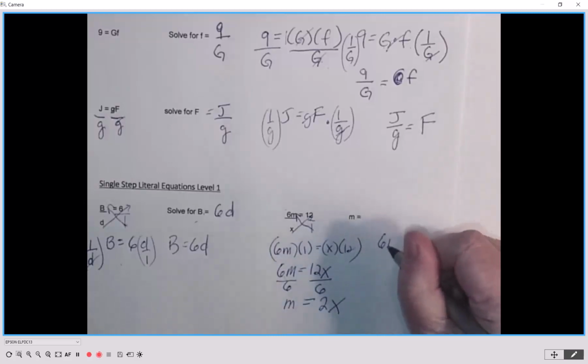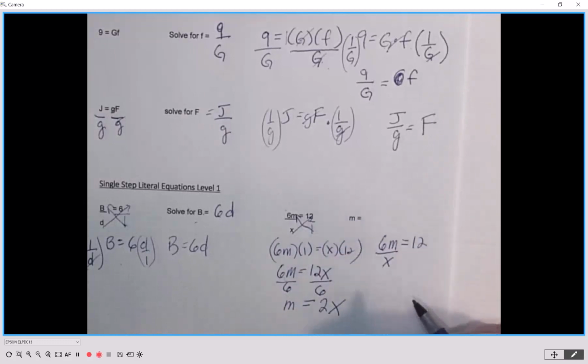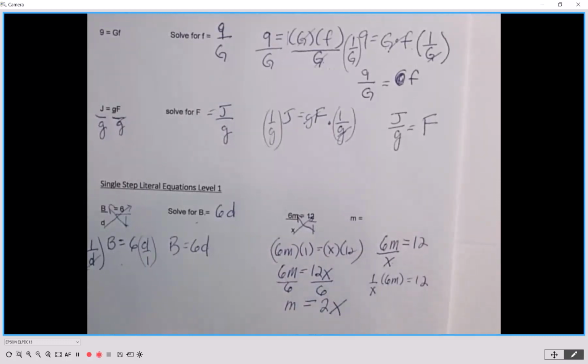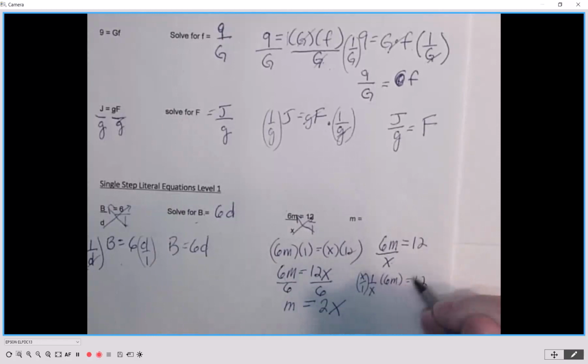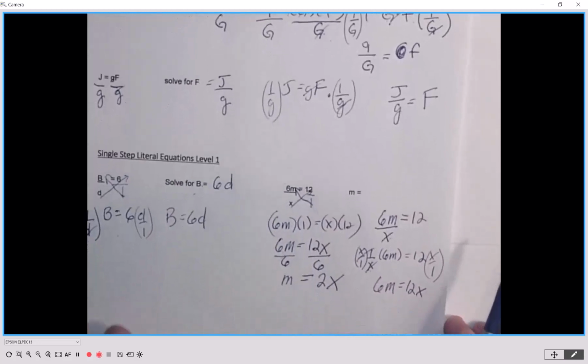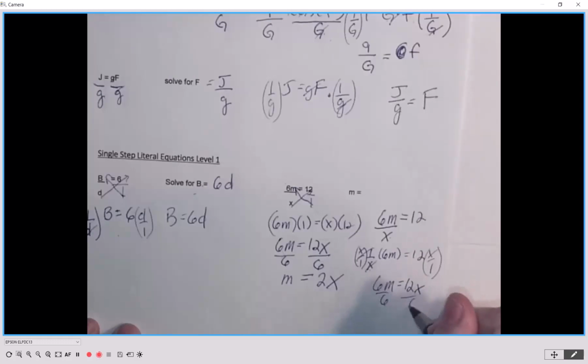If I do it the other way, 6m over x equals 12. I can look at that again as 1 over x times 6m. And if I take that out as its own fraction, if that's what you like, then I would multiply by x over 1 on both sides. I cancel that out here to go 6m equals 12x. I'm back up to what I did in a cross multiplying fashion. All right, and then I'm back to dividing both sides by 6 to get m is equal to 2x.